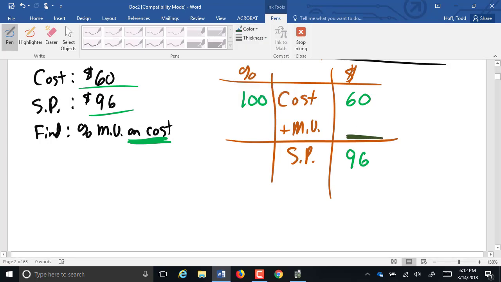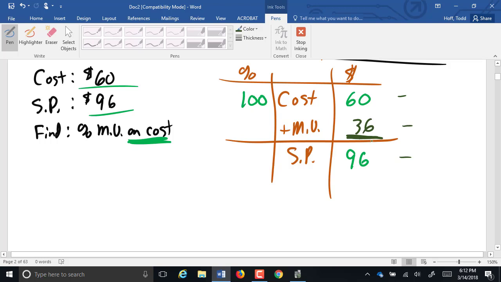Now then, the one we can calculate quickly is this one. Whichever column we know two numbers in, we can find the third because it's always cost plus markup equals selling price. So what does this have to be to add up? 36, yes, 96 minus 60 is 36. 60 plus 36 is 96. So we can always find that missing number by either adding or subtracting to find the missing piece.